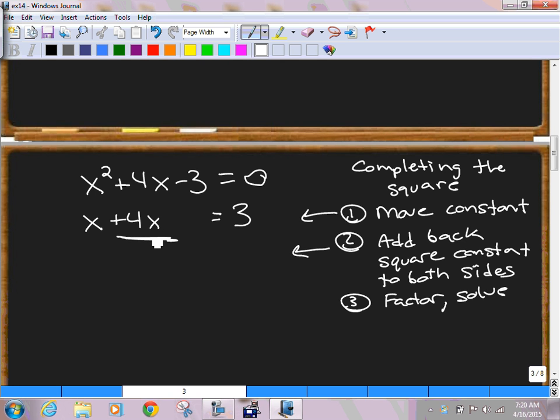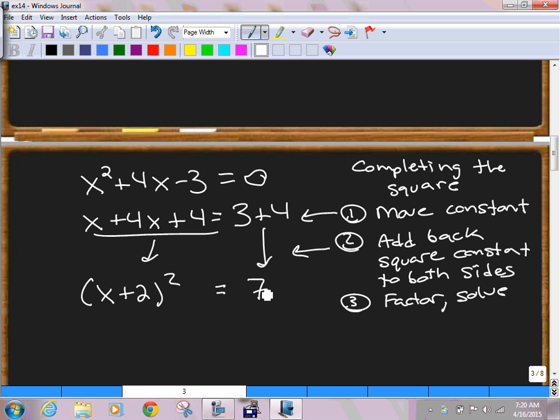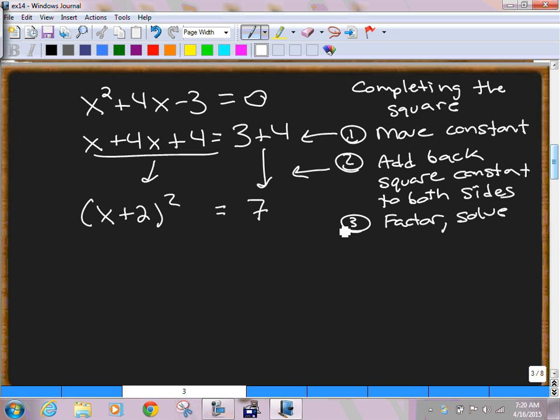To create a square, you take half of this number, so x plus 2, and you're going to want to square it. That's going to go down like an extra step or so. If you did x plus 2 squared, this would create a positive 4 that we have to add to each side. And so for this, we end up with x plus 2 squared, and this is 7. Now we just solve the rest of the way.